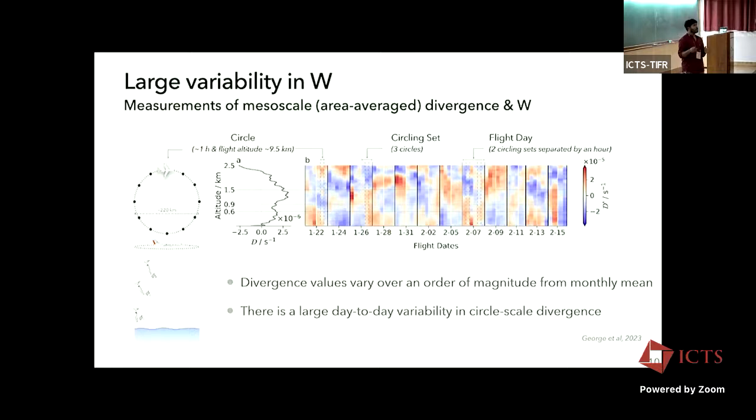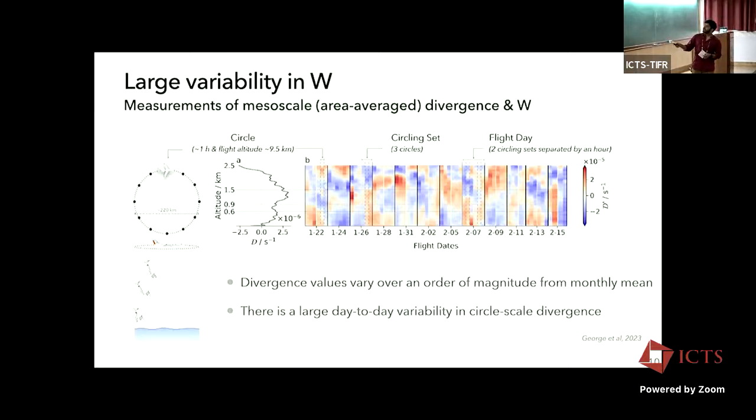It was a month, but flights were every 2-3 days. So there are 12 days, and every box is 1 day. And for every day, you find there are 6 sort of colored lines. Each of these colored lines shows one flight. So one circle is shown by one line. Typically, the flight had 3 circles, so a circling set, and 2 circling sets, which were separated by an hour. But those are just details. We don't need to go into that.